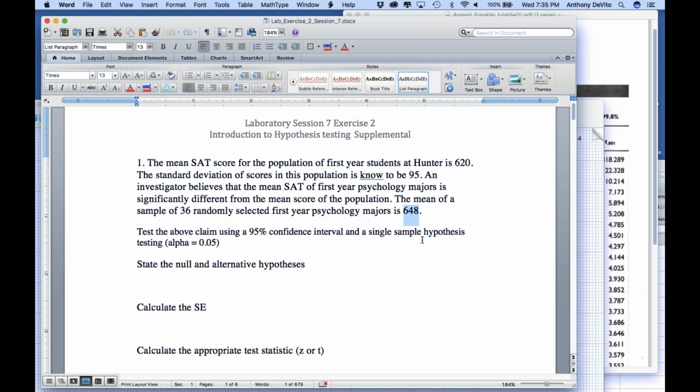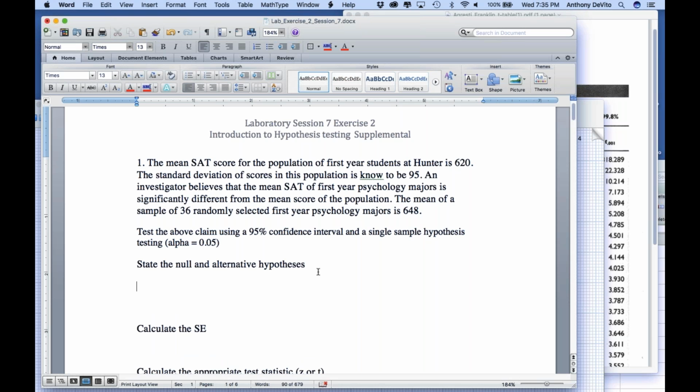Now, as Levi had mentioned in the lecture, and as we started to allude to before, the first thing we want to do is test this claim by setting up a null and an alternative hypothesis, right? So what's our null hypothesis? Our null hypothesis always starts off with an equality, right? So we're going to say that the mean for all Hunter students is equal to the mean for psych students, right? And then we're going to want an alternative hypothesis. And our alternative hypothesis is, as he wants us to prove, that they're different.